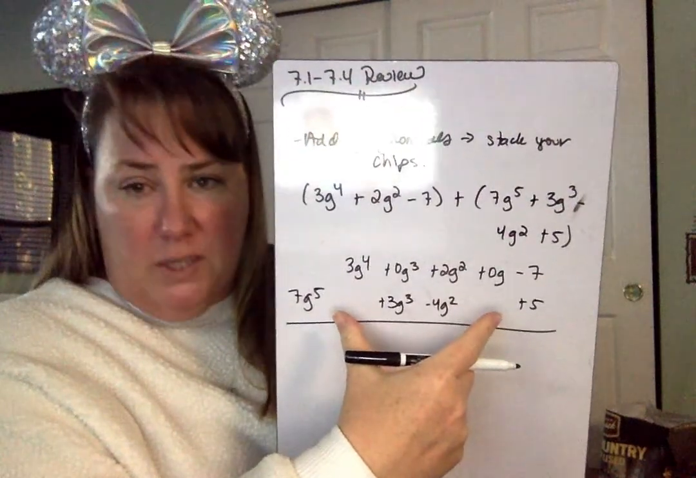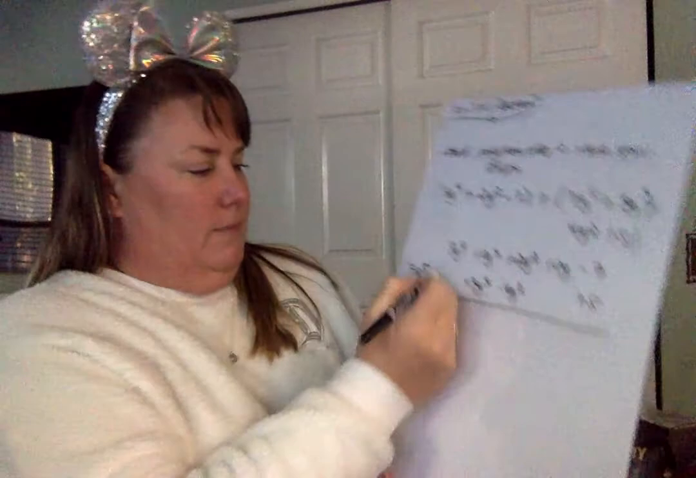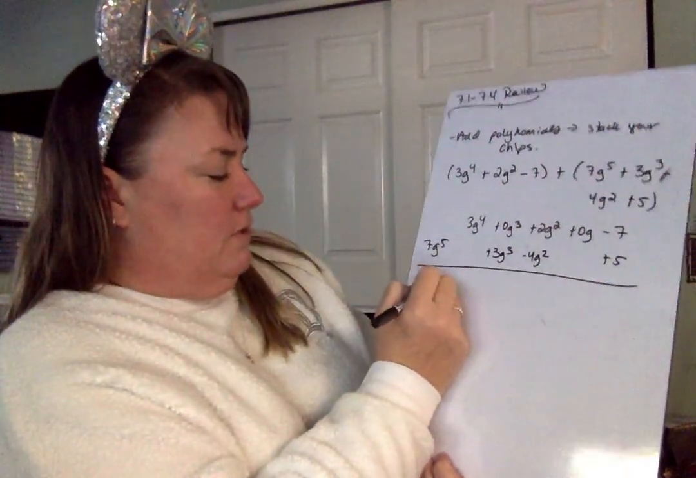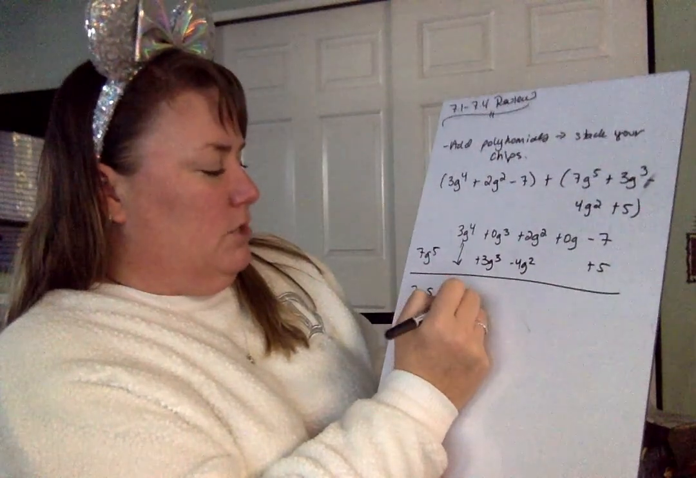Down here, I just left them blank. You can do both. You can do one or the other. It doesn't matter. I'm not that picky. And so you're going to combine your like terms. So we have 7g to the 5th. This can't be added with anything, so I'm just going to bring that down, plus 3g to the 4th.